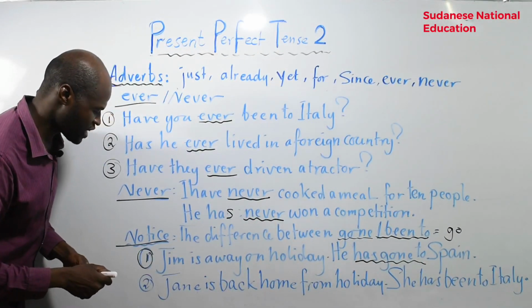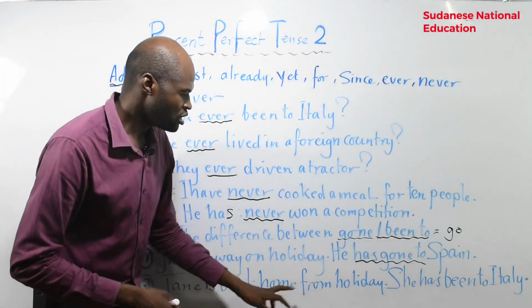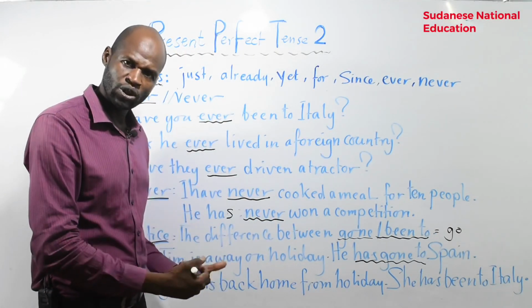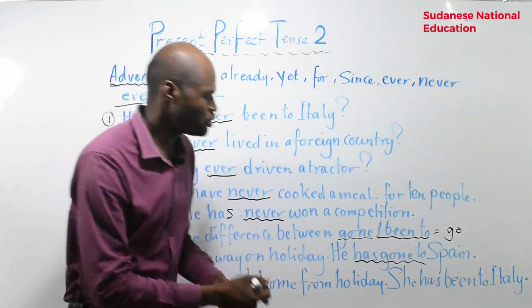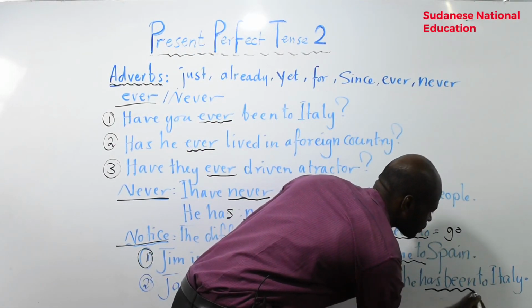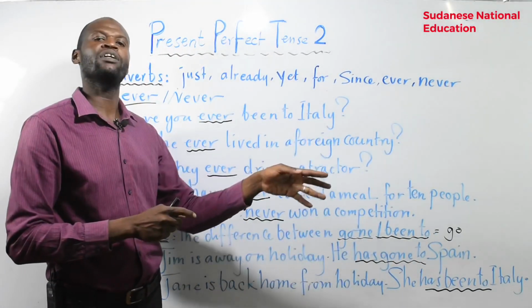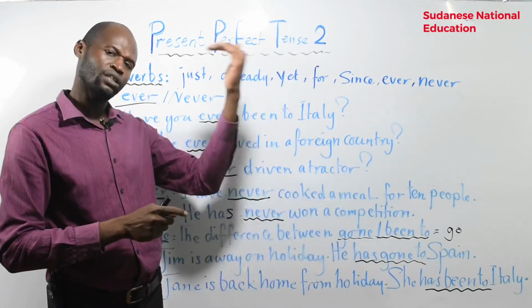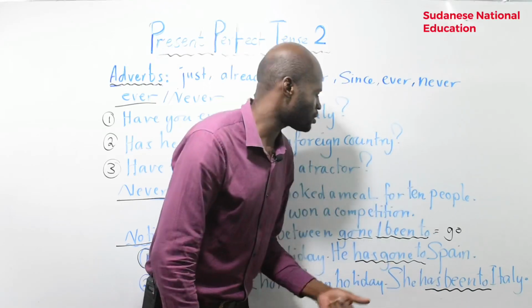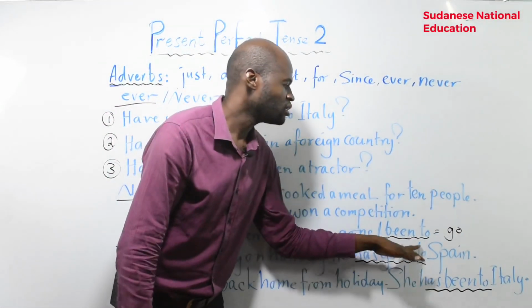Let's see example number 2. Jane is back home from holiday. She went there and now she's back, she's at home. So we say she has been to Italy. It means that she's not there now, but she went there and she came back. So in this case, we use been to, but when somebody is still there, like Jim, we say has gone to Spain.